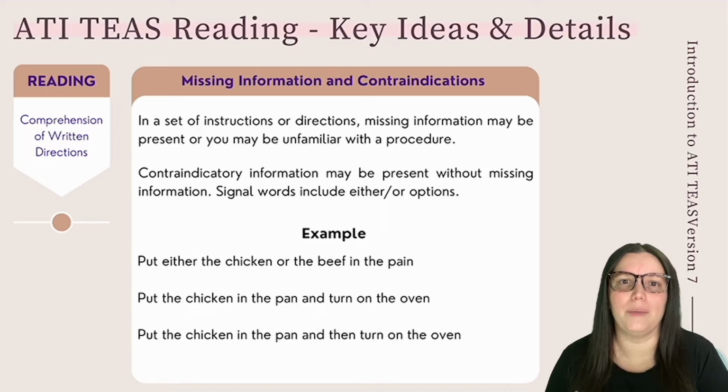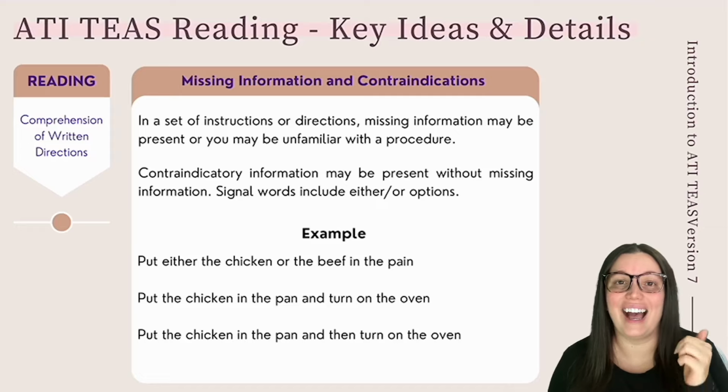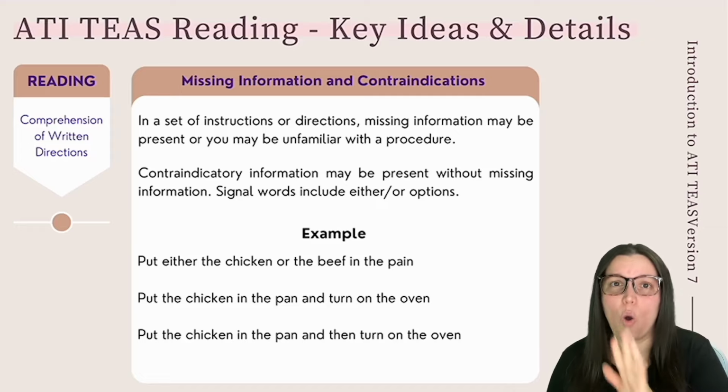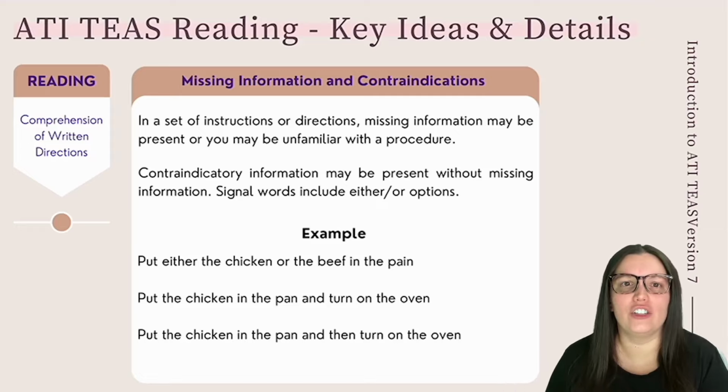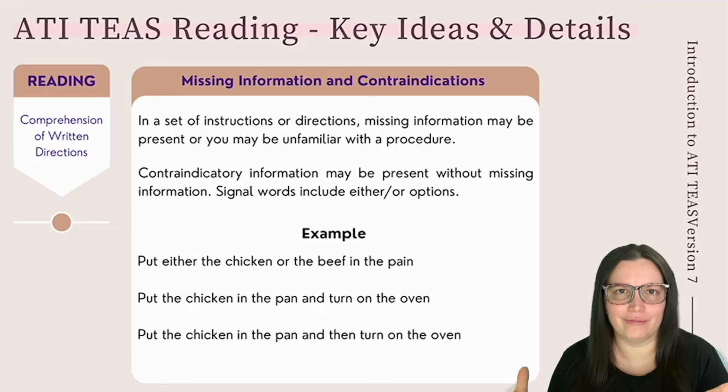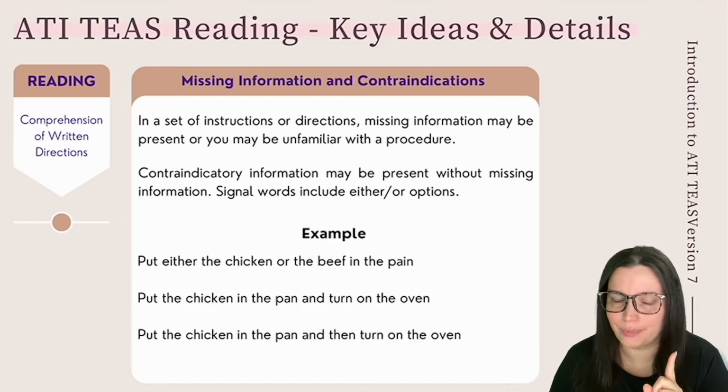Sometimes directions can be contradictory without missing information. These directions can include signal words like either, or options. So for example, the directions may say put either the chicken or the beef in the pan. In this case, you're only putting one or the other into the pan, not both.